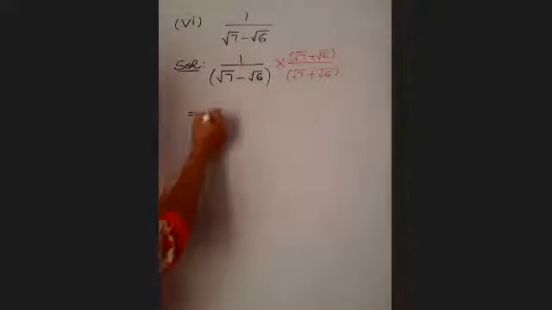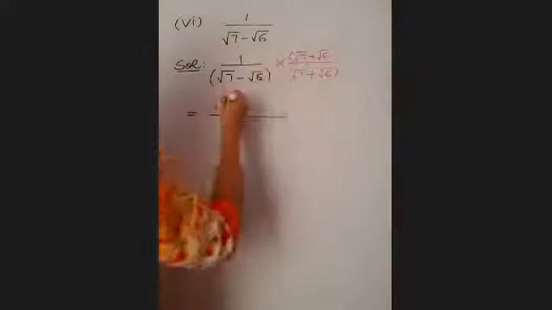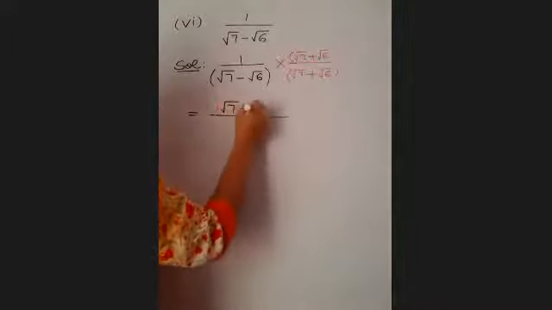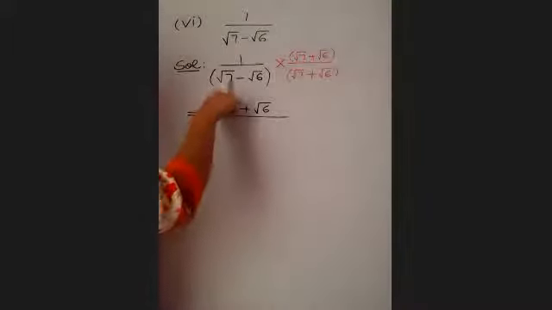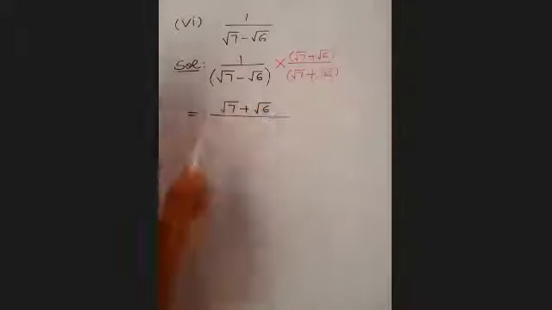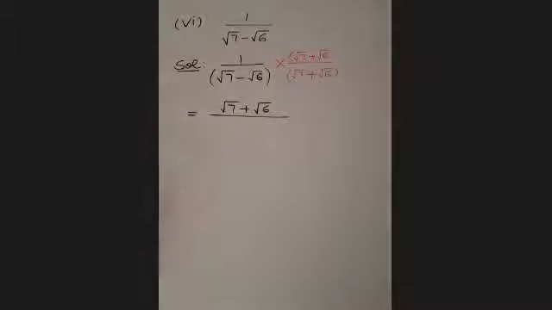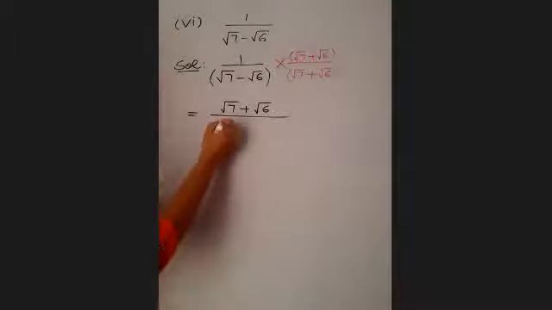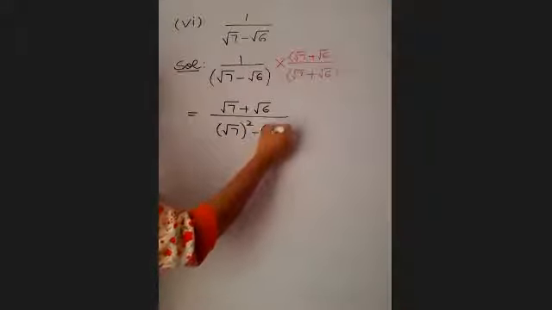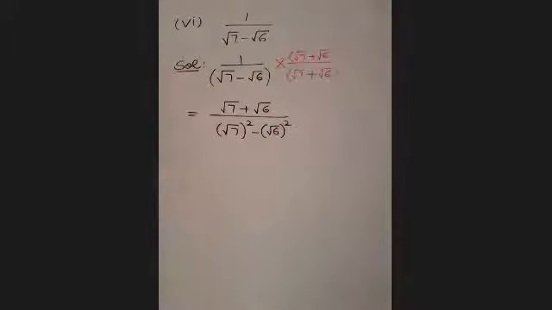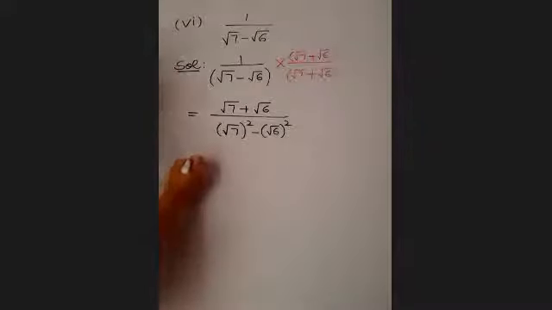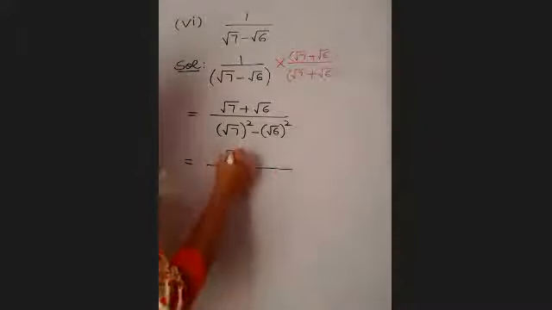So in the numerator, 1 into root 7 plus root 6 makes it root 7 plus root 6. Denominator, a minus b, a plus b. What does it become? A square minus b square. So it is root 7 square minus root 6 square, upon 7 minus 6.